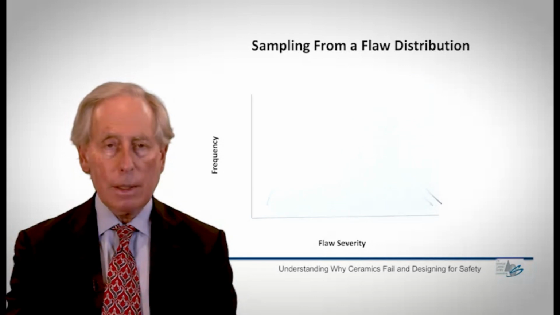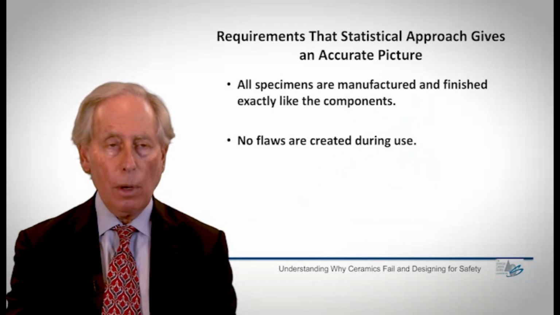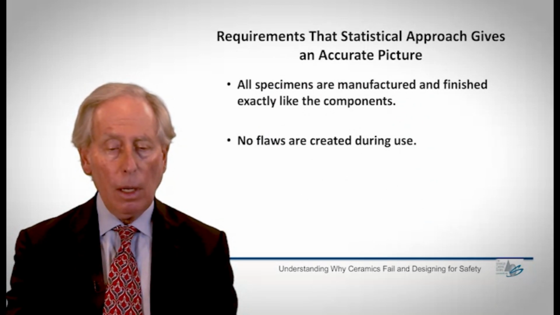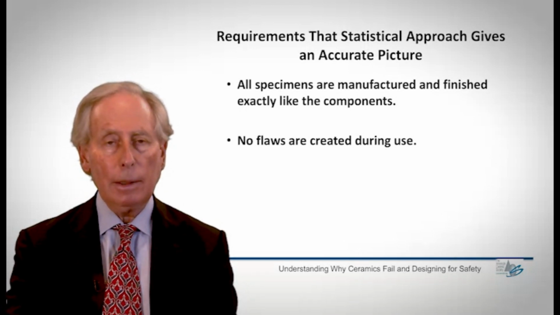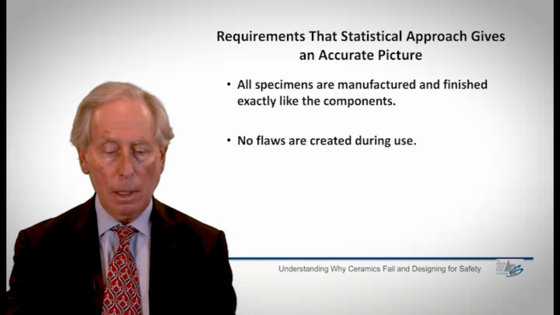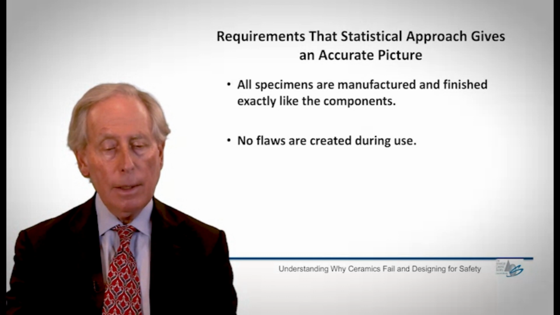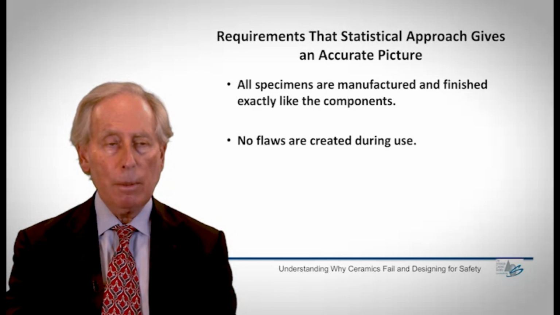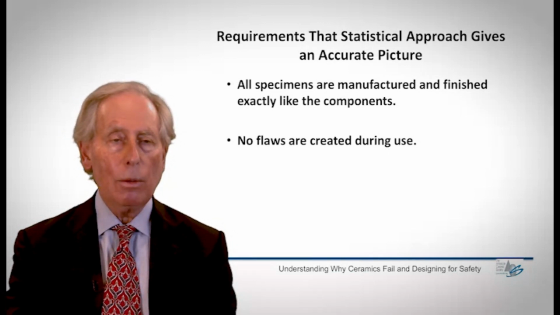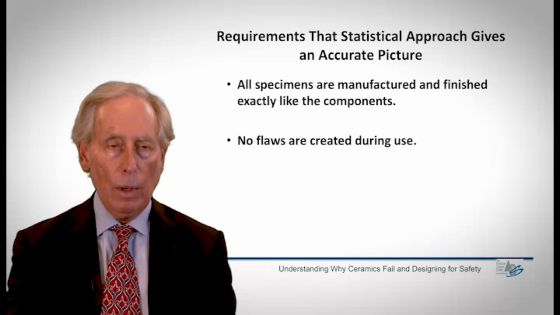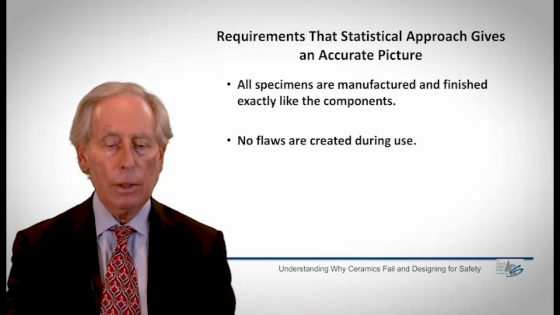So what are the requirements that I must have in order for that approach to work properly, namely that I can make that kind of prediction? First of all, as I mentioned earlier, all of my specimens must be manufactured and finished exactly like the components. This is kind of difficult to always guarantee, that no flaws are created during use. I'm going to predict the lowest possible strength of my component, but I will always assume that I don't damage it in some way. That may not always be possible, but you know that that condition is there and you have to be aware of it.